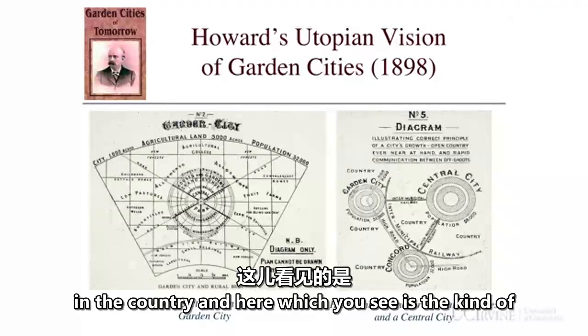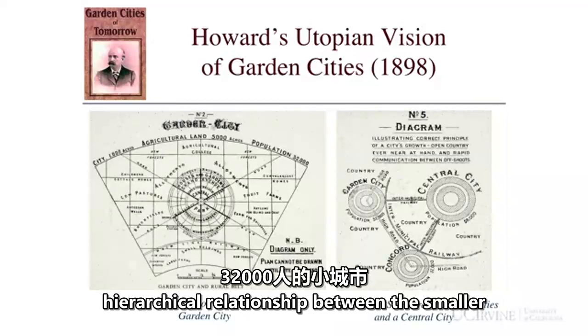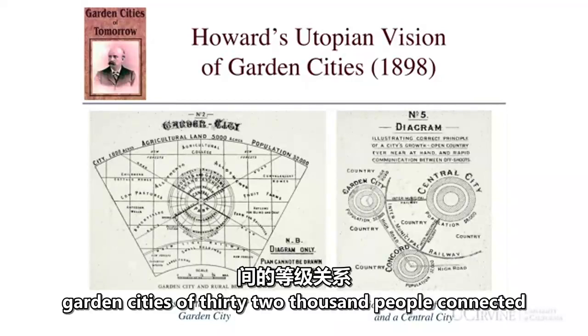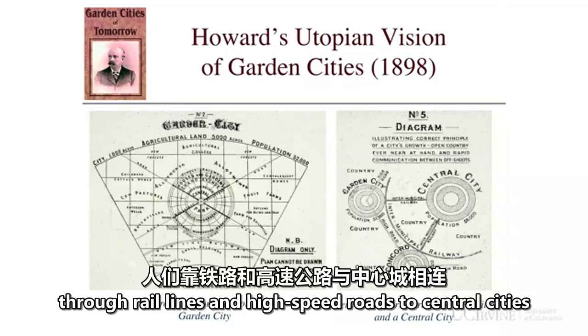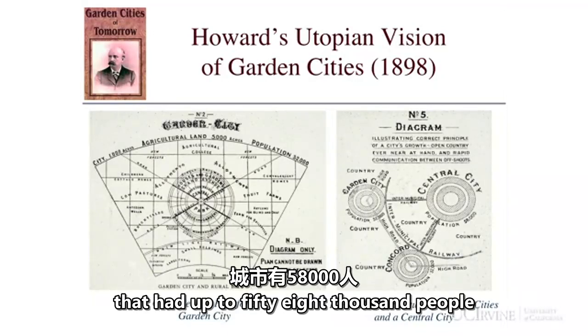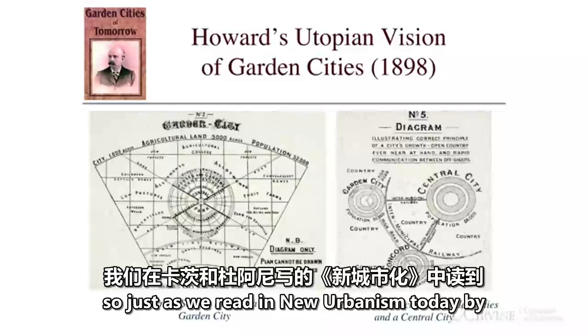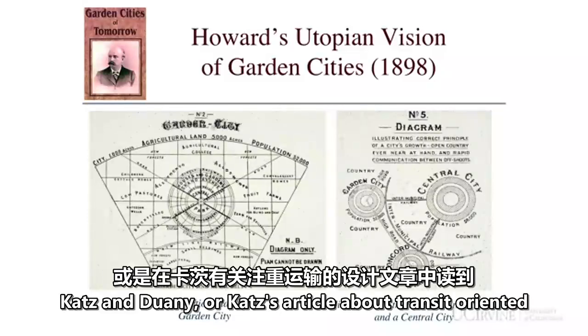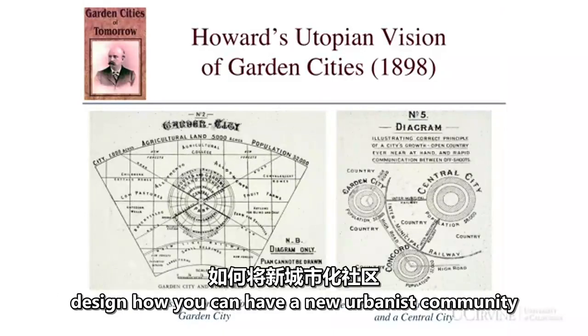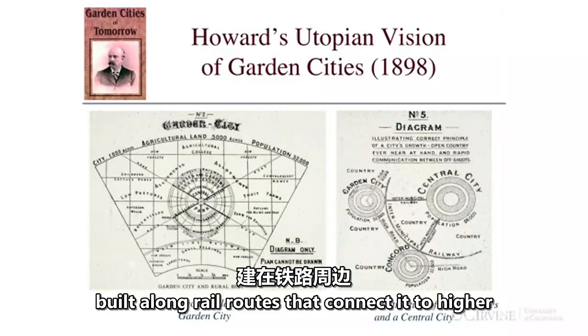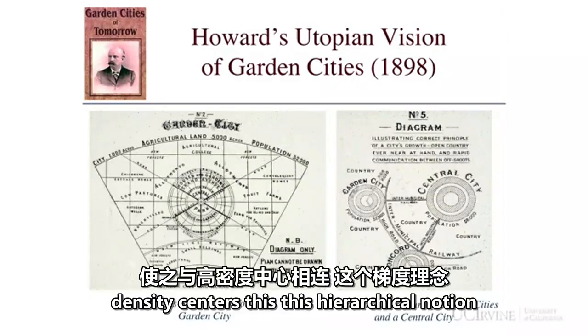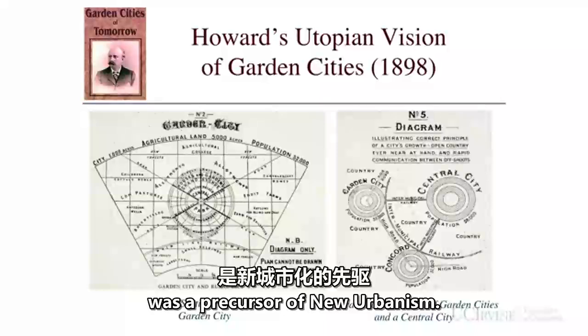And here what you see is the kind of hierarchical relationship between the smaller garden cities of 32,000 people connected through rail lines and high-speed roads to central cities that had up to 58,000 people. So just as we read in New Urbanism Today by Katz and Duany, the Katz article about transit-oriented design, how you can have a new urbanist community built along rail routes that connect it to higher density centers. This hierarchical notion was a precursor of New Urbanism.